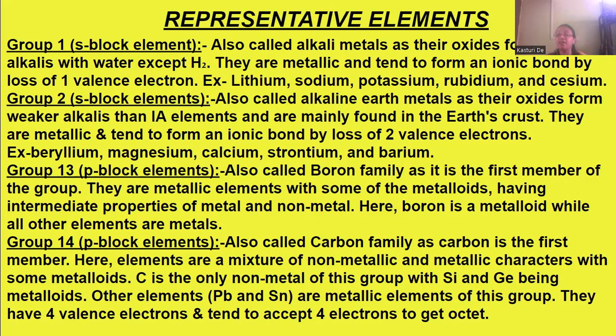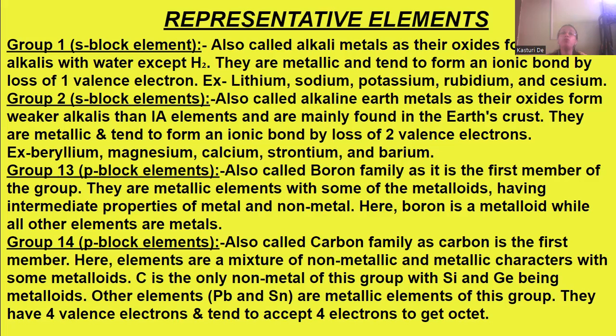Group 2A elements form weaker alkalis with water. Their oxides form weaker alkalis with water, and they are found mainly in the Earth's crust. They are also metallic in nature, and they tend to form ionic bonds by losing two valence electrons. That's why they are placed in group 2. So they lose two valence electrons, whereas in group 1A they lose only one electron from their valence shell. Examples of this group are beryllium, magnesium, calcium, strontium, and barium.